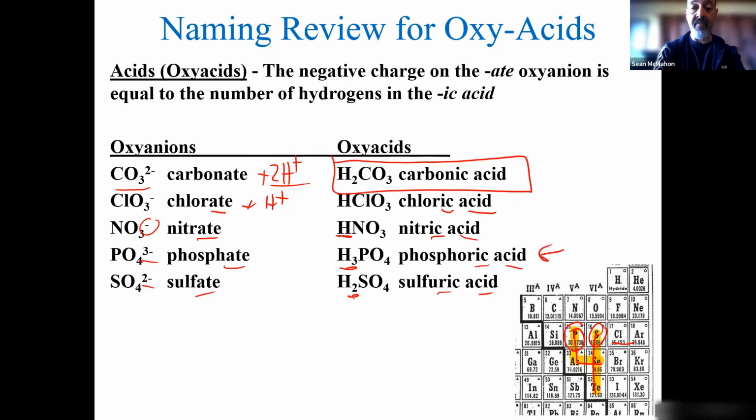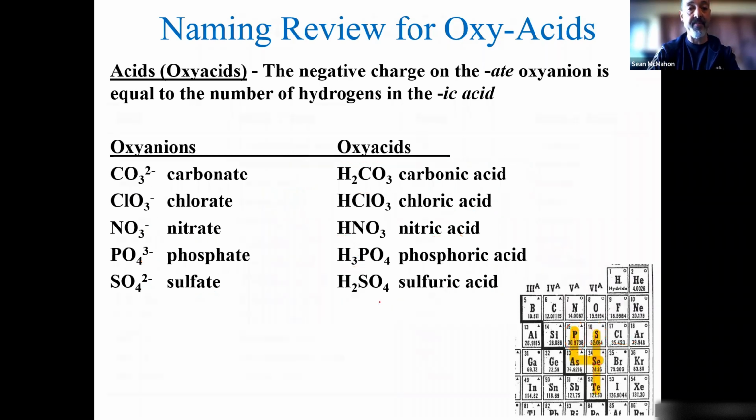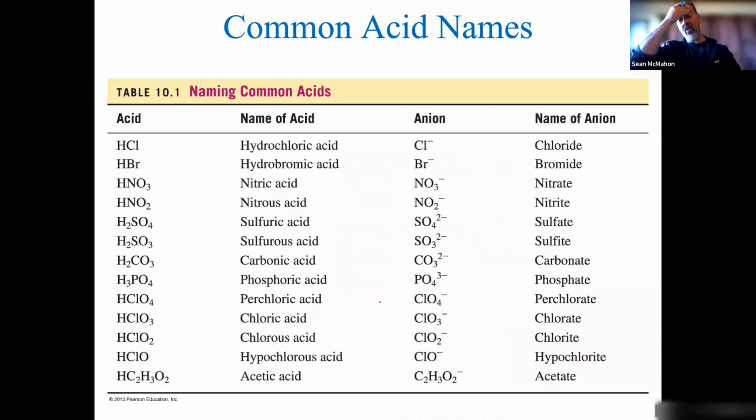Notice that phosphoric acid has 3 protons, so it's considered triprotic. Sulfuric acid has 2, so that's an example of a diprotic acid. So again, that's review. This is stuff that we've seen before, and this is just an example of all the different acids we've seen.